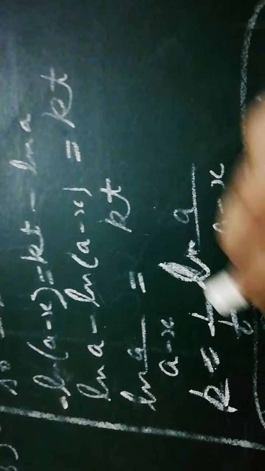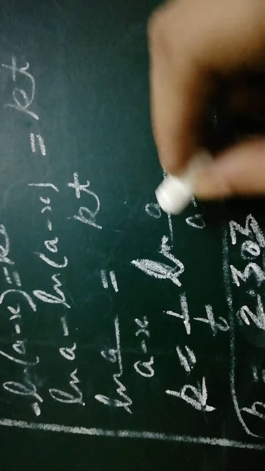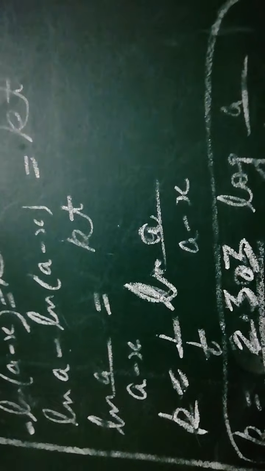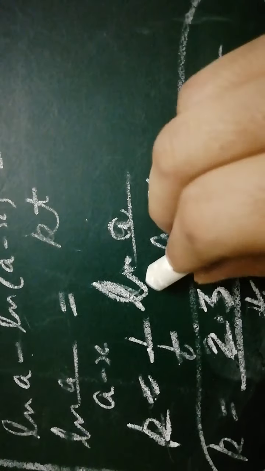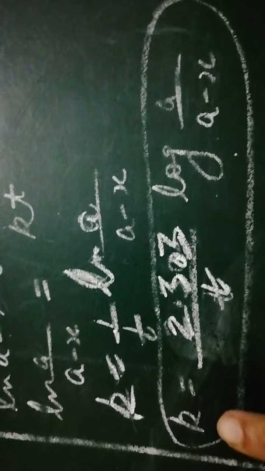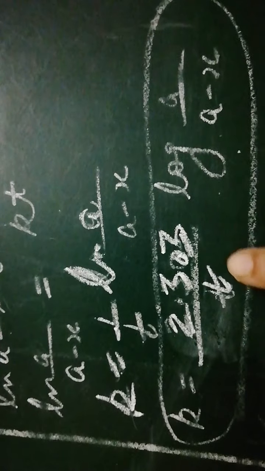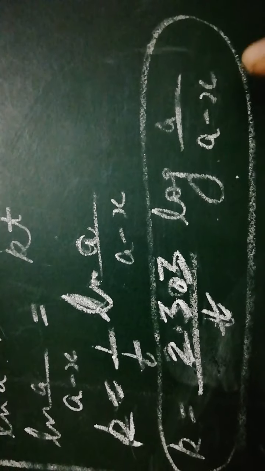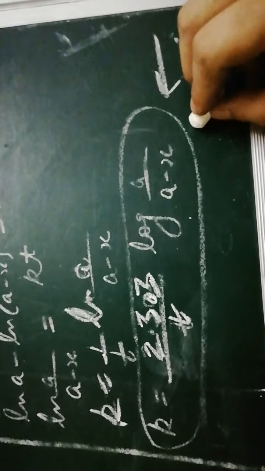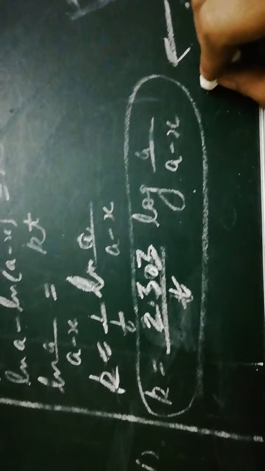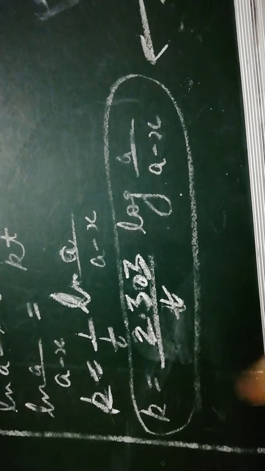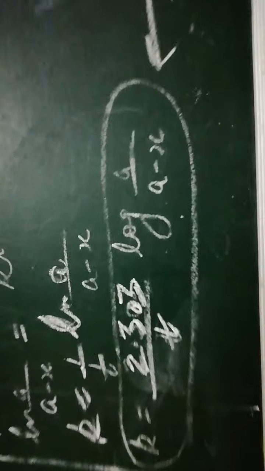So value of K will be equal to K is equal to 1 upon T ln of A over A minus X. So introducing the natural log, what we will get, K is equal to 2.303 upon T log A over A minus X. So this is the integrated rate equation for first order reactions. This is very, very important. K is equal to 2.303 upon T log A over A minus X.